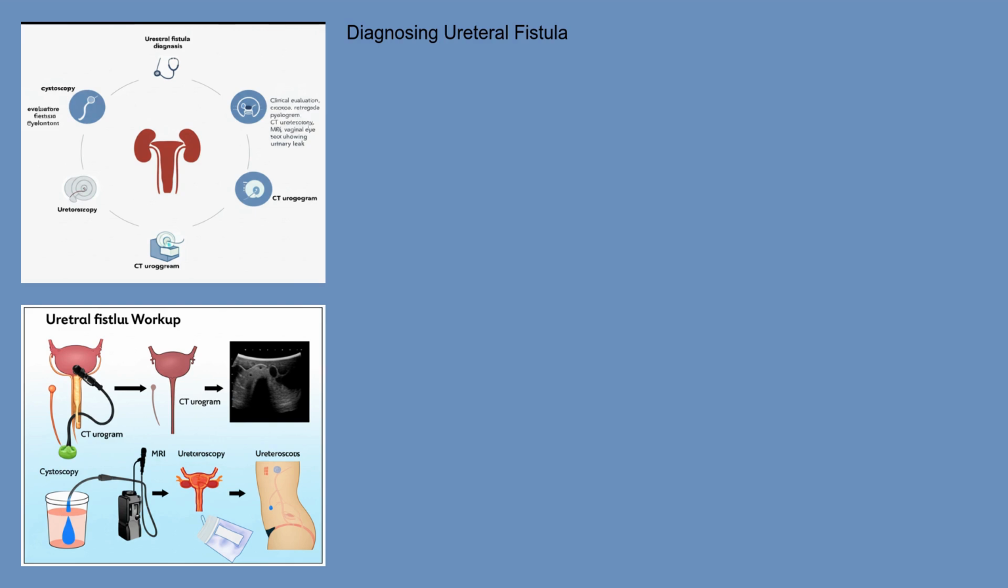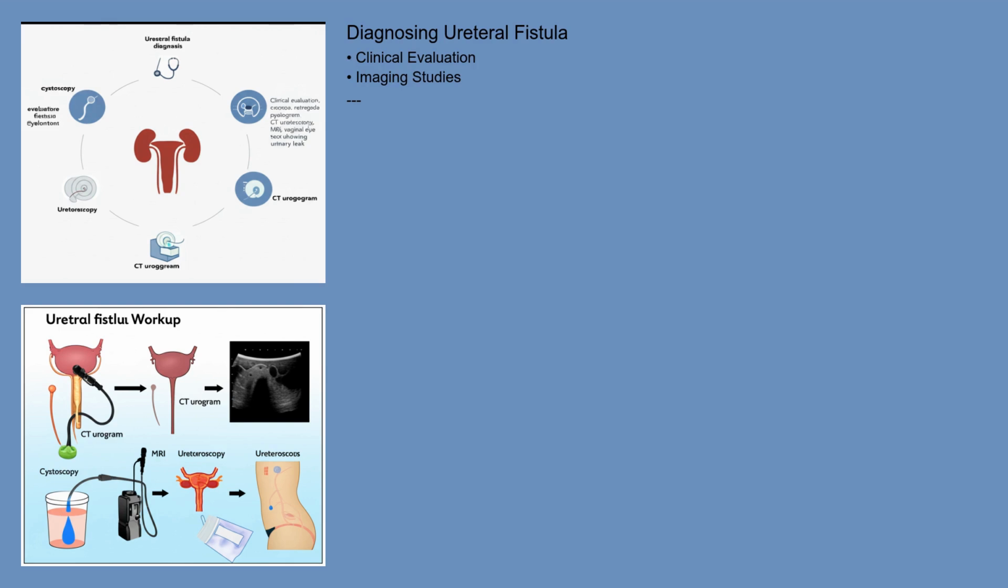Diagnosing a ureteral fistula typically involves a combination of clinical evaluation and imaging studies. The physician will begin with a thorough medical history and physical examination. Imaging modalities like cystoscopy, where a camera is used to visualize the bladder, and uroscopy, which visualizes the ureter, may be performed to identify the fistula opening. A retrograde pyelogram, where contrast dye is injected into the ureter through the bladder, can help define the anatomy of the fistula. A CT urogram, a CT scan with intravenous contrast, is also commonly used to visualize the entire urinary tract and identify any abnormalities.